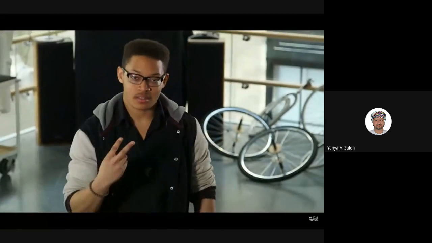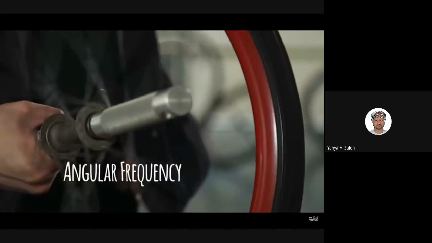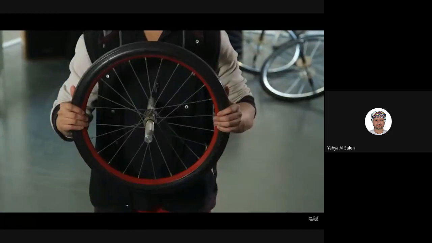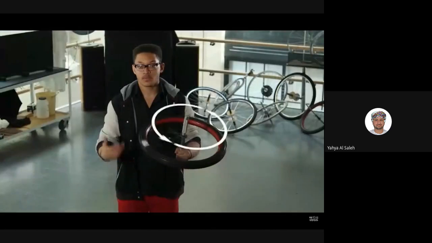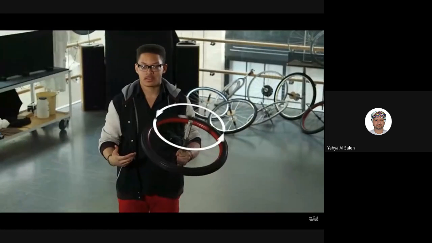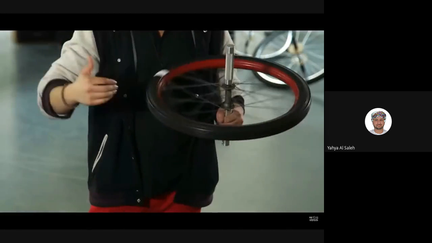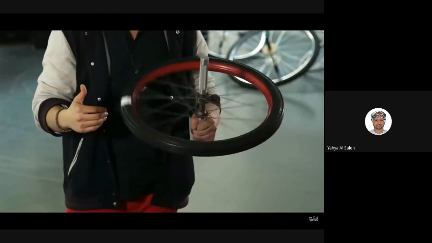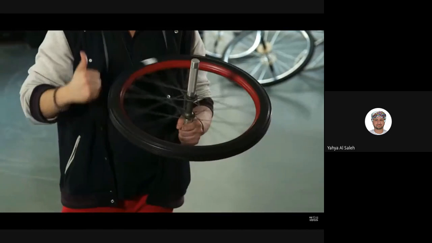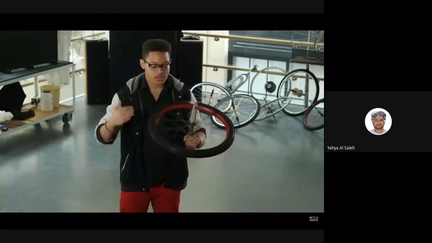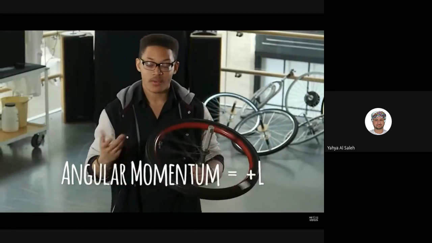And it depends on 2 things. 1, how fast it's spinning. We call that the angular frequency. 2, its shape, or what we call the moment of inertia. So this wheel is rotating counterclockwise. Now I'm going to teach you a trick. Get your right hand, and curl your fingers in the counterclockwise direction. You see that your thumb is pointing upwards. We'll call that the positive direction. So this wheel has positive angular momentum with a magnitude of L.